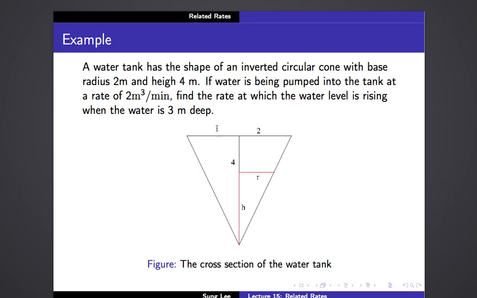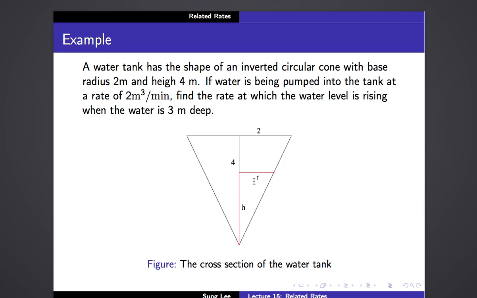In this case, let us take a look at the following figure, which depicts the cross section of the water tank. Since the water tank is in the shape of an inverted circular cone, the cross section is going to be an inverted triangle, right? So the radius of this cone is 2, height is 4. Here r depicts just some radius somewhere down there, and then h is the corresponding height.